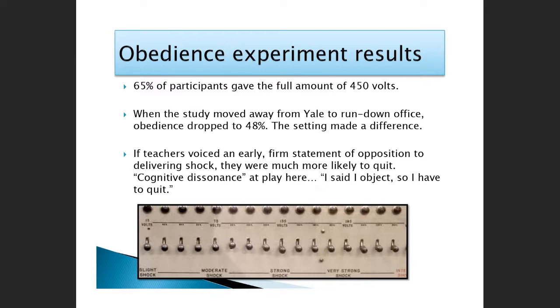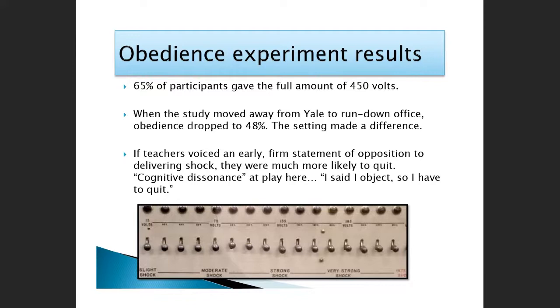And they did this study many, many different ways over time, many different variations of this. Whether you had the experimenter, the authority figure, sitting in the room, or sitting in an adjacent room, speaking to them through a microphone, and so on. Like, what made compliance go up and down?